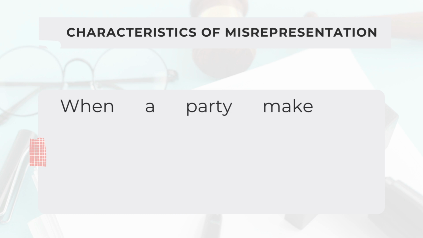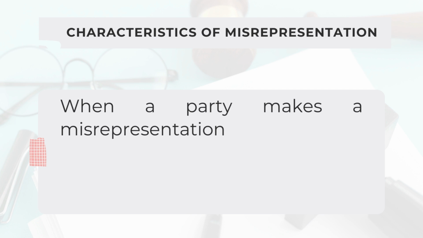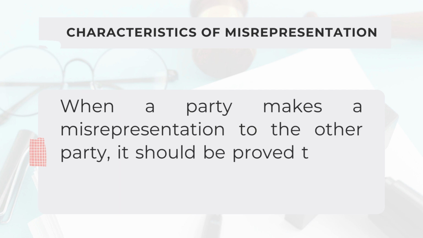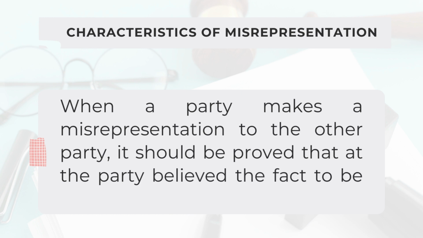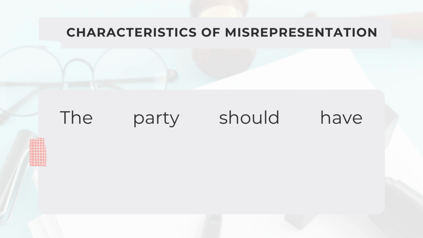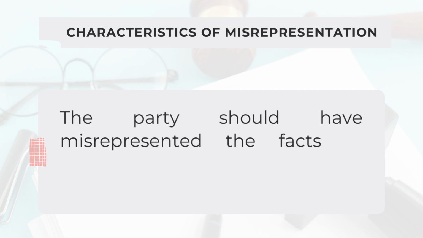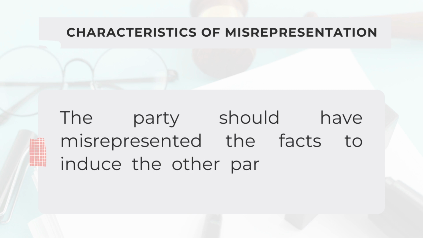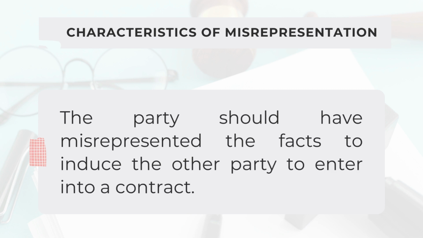Second, when a party makes a misrepresentation to the other party, it should be proved that the other party believed that information, believed that the fact is true. And third, the party should have misrepresented the facts to induce another party to enter into a contract. So all these features must be present to prove it is a misrepresentation.